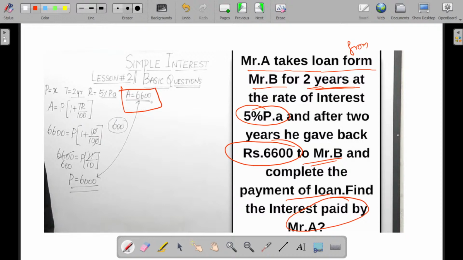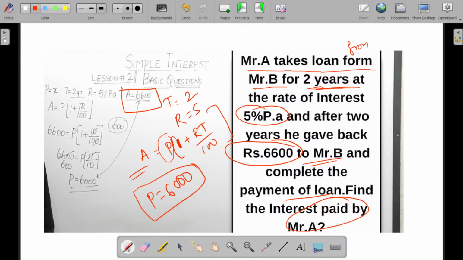Amount 6,600. Okay, the time duration is 2 years. After the 2 years he has paid. What is the rate of interest? 5% per annum. So with the formula of amount P into 1 plus R into T by 100, we need to calculate. This amount has been given. Amount is 6,600. So principal how much we got? 6,000. So what is the interest then? Please mention in the chat box how much interest he has paid.